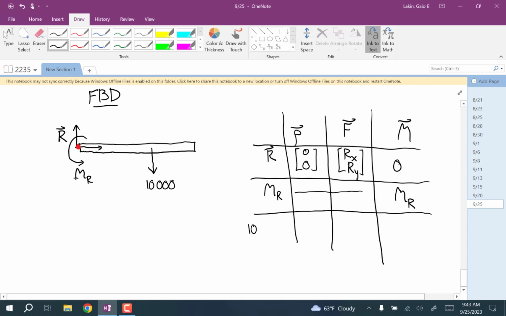And then last, we have that 10,000 newton force. The rho vector, from the about point to where that force is applied, has an x value of 1.3 repeating. We got that from the centroid of the triangle. And then it doesn't matter what you choose for y, it's not going to come up. The force vector is 0, negative 10,000. And so the cross product is negative 13,333.